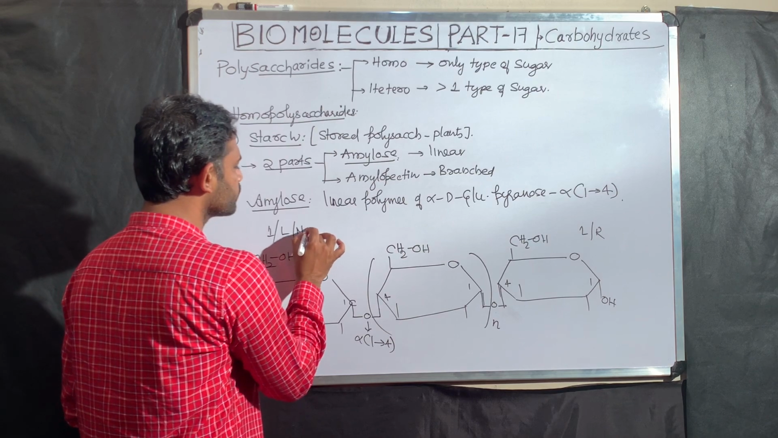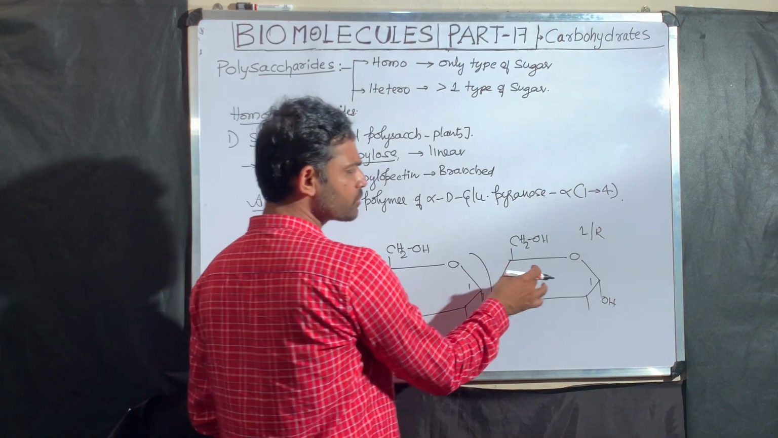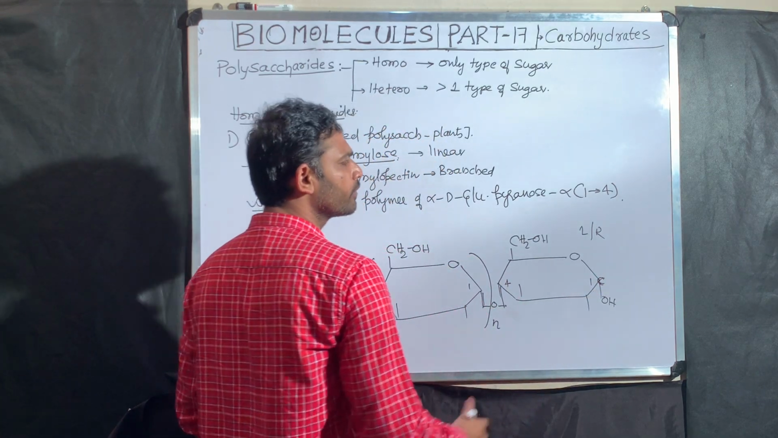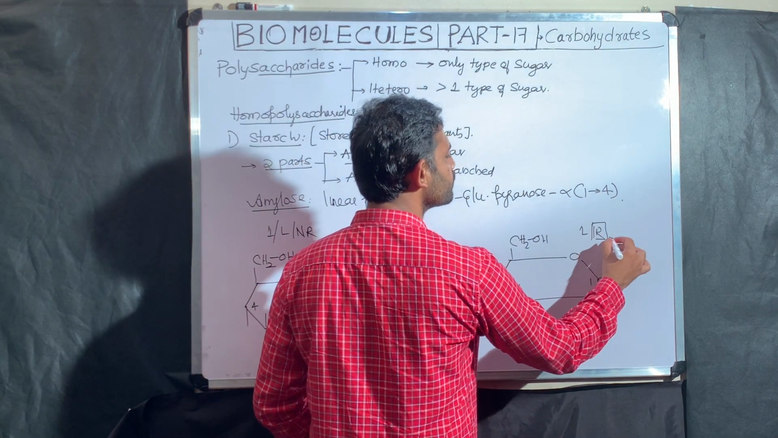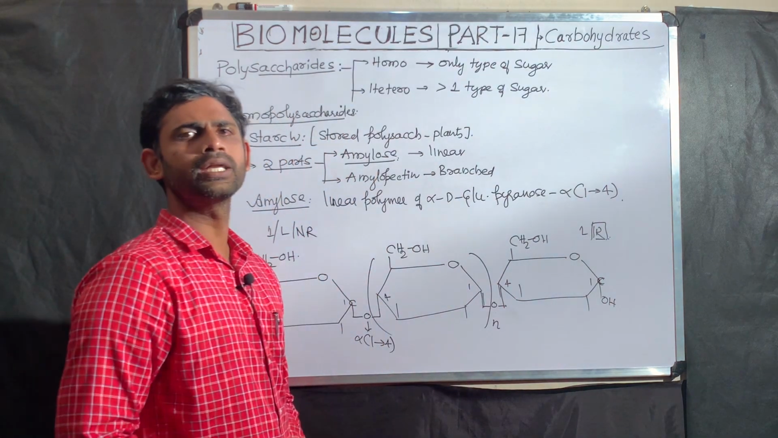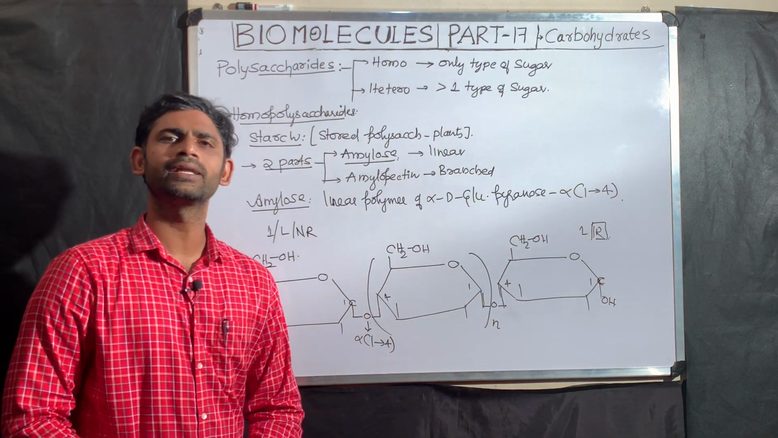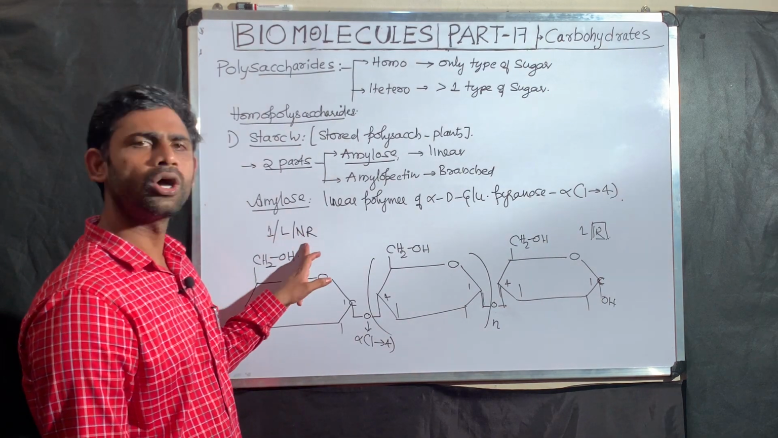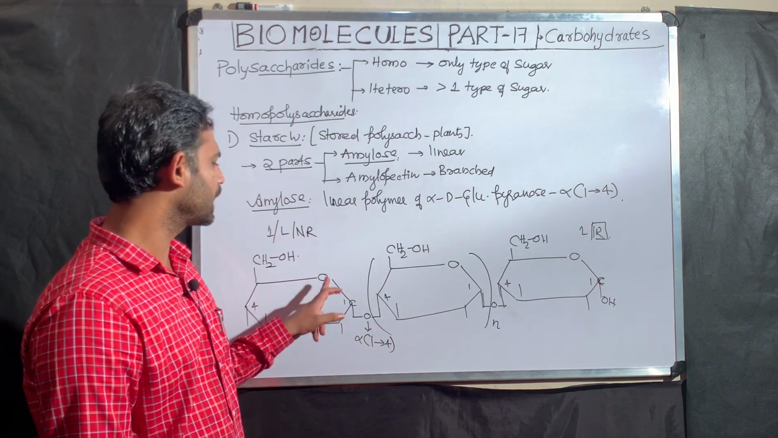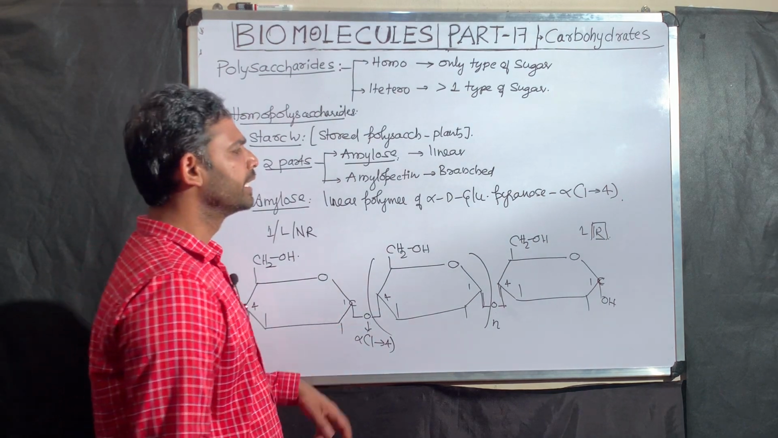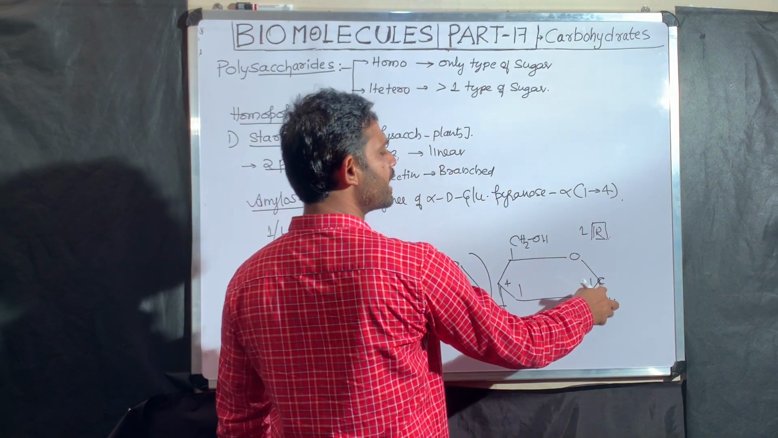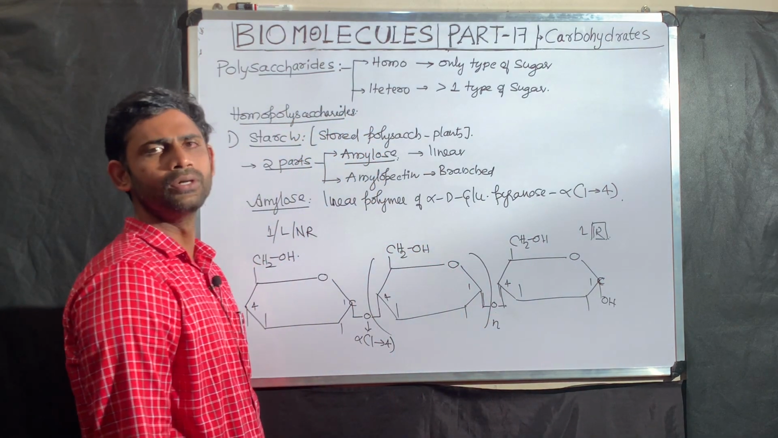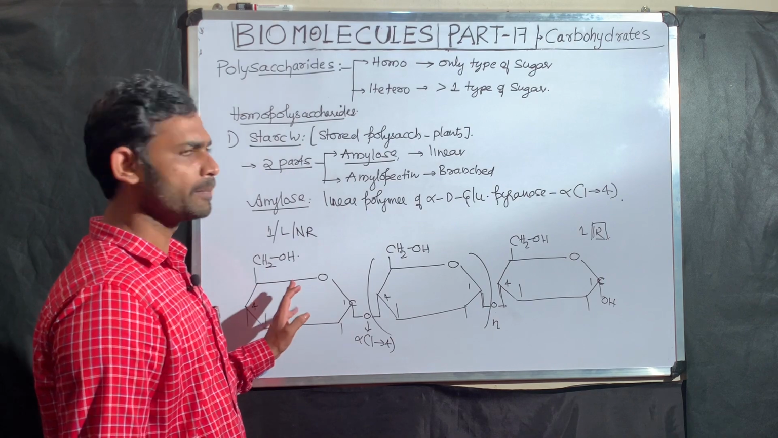It is non-reducing. If you take the last sugar, this functional carbon is free. Free means reactive. Reactive means reducing. That is why, one important point for polysaccharides: the left end is the non-reducing end because of the absence of a free functional group, and the right end is called the reducing end because of the presence of a free functional group. This is about amylose.